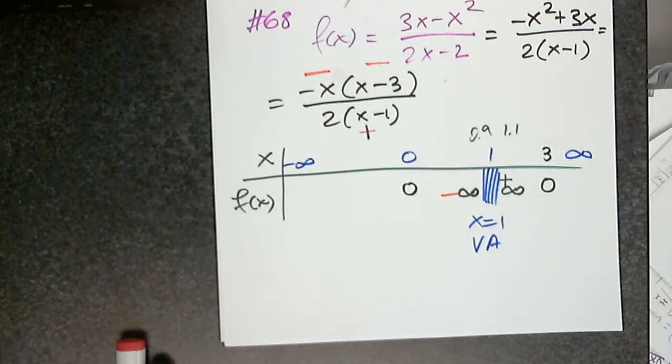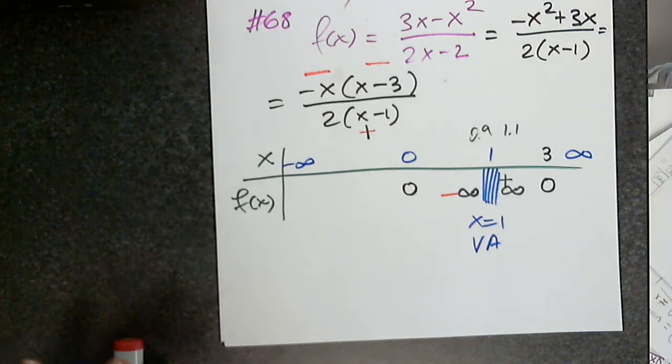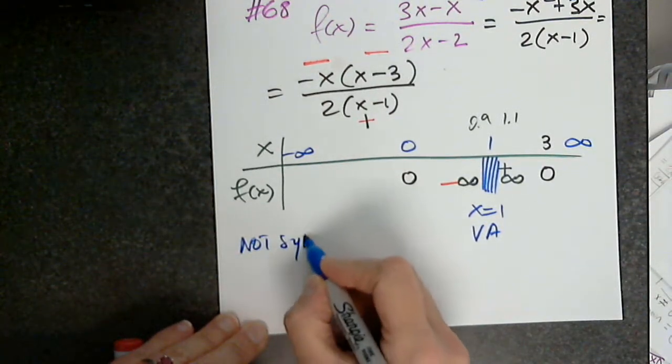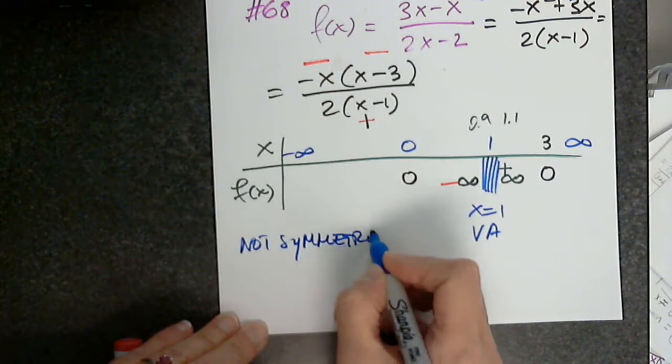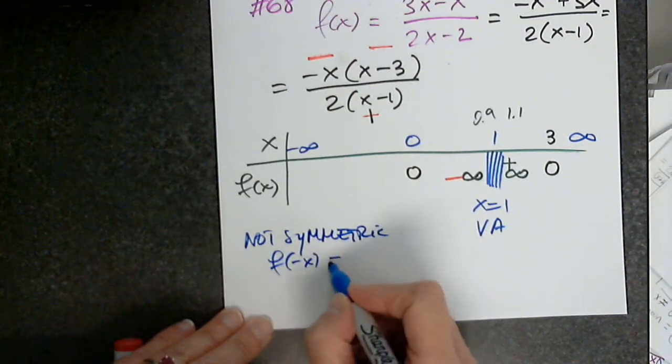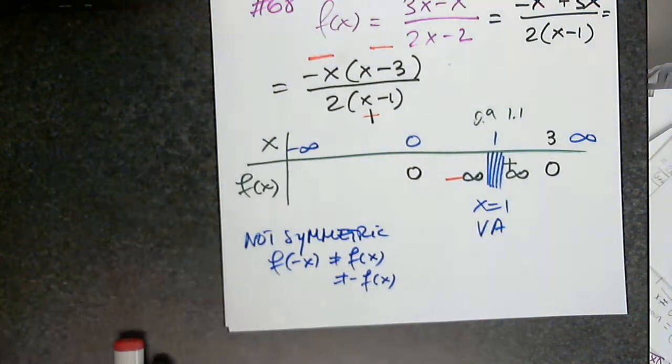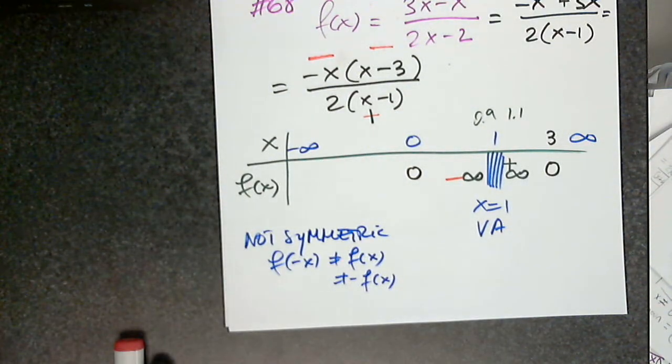It has a vertical asymptote at 1. There is no such thing. But now the final thing that I have to determine. So let's also write not symmetric. At least f of negative x does not equal f of x, does not equal negative f of x. The last thing I need to do is find the slant asymptote, and I'm done.